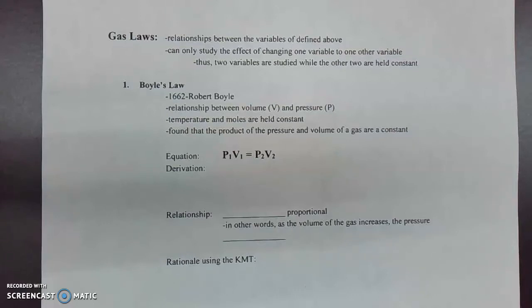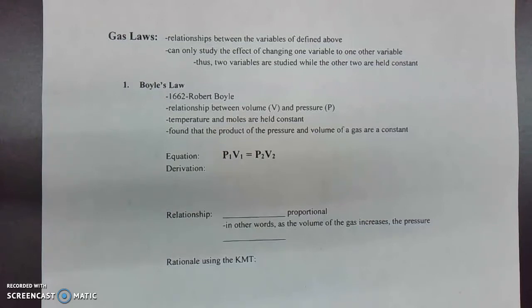This is video 1 for lesson 2 on Boyle's law for our gas unit, which is unit number 8. So we are going to be looking at a few of the gas laws. And these gas laws are relationships between those 4 variables of the gases that we defined: volume, temperature, pressure, and moles. So we can only compare 2 variables.